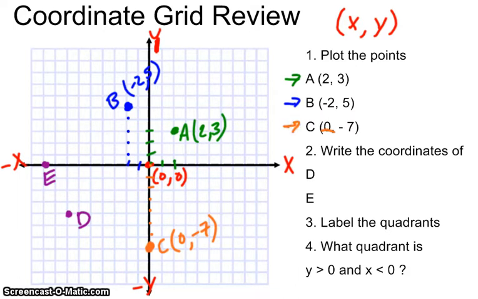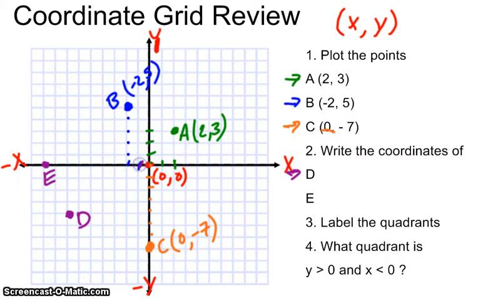Let's talk about writing coordinates, going backwards now. Let's look at point D. Point D is right here. Well, the x-coordinate comes first, so let's take a look at how far that is left or right from the origin.